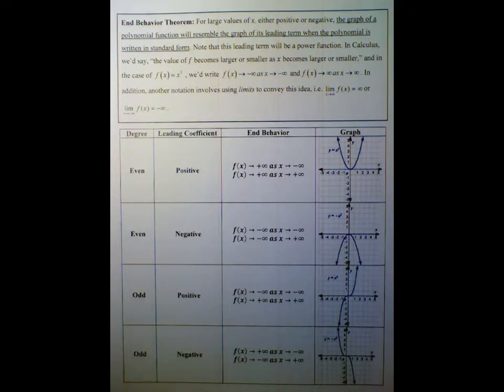In calculus, we'd say the value of f becomes larger or smaller as x becomes larger or smaller. And in the case of f of x equals x cubed, we'd write f of x approaches negative infinity as x approaches negative infinity, and f of x approaches infinity as x approaches infinity. In addition, another notation involves using limits to convey this idea. And there you have the limit notation.